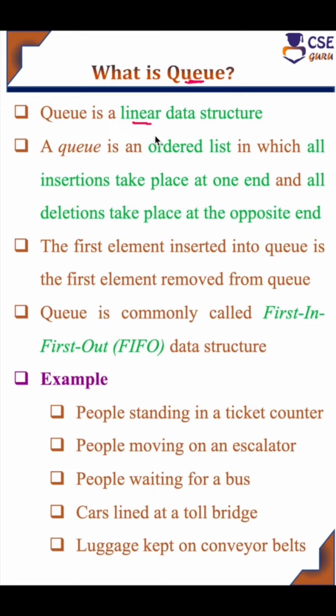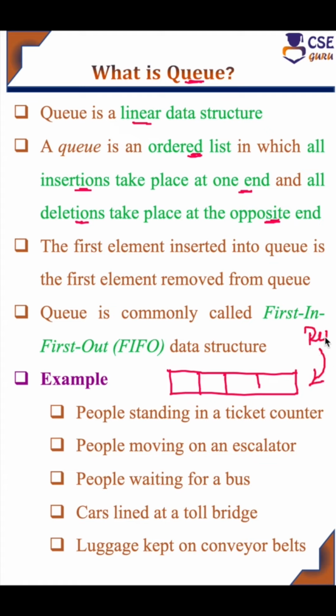So here queue is an ordered list in which all insertion takes place at one end of the queue and all deletions will take place at the opposite end. For example, if you are considering this as the queue, here insertion will take place at the rear end, and deletion will take place at the front end.